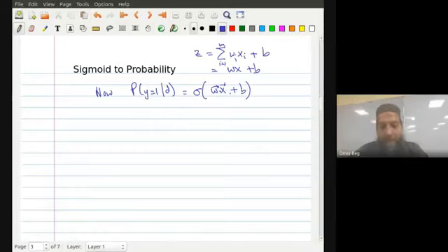So this is the dot product between the two vectors. So I can write it as the dot product, and that would mean this is 1 over 1 plus e to the minus (w times x, the dot product, plus b). Now I want to make this a probability, which is not true at the moment.